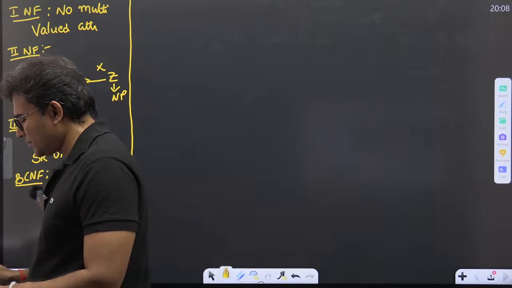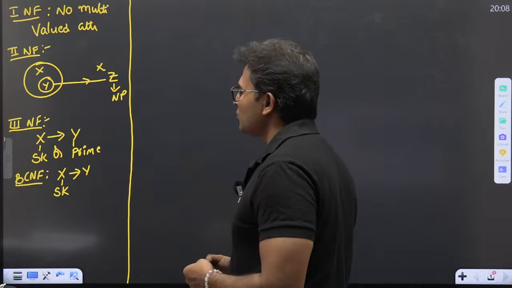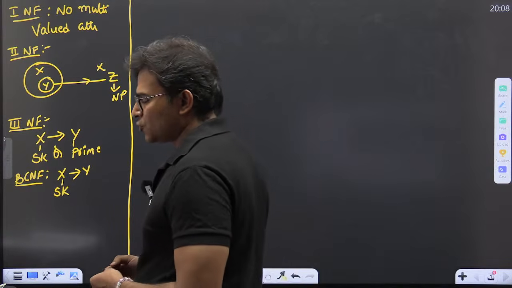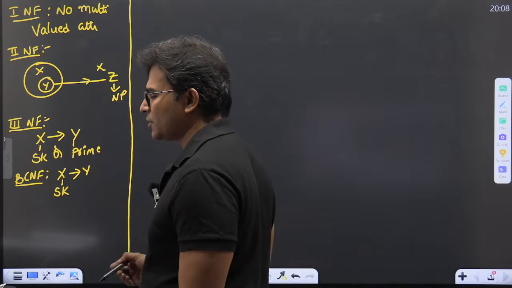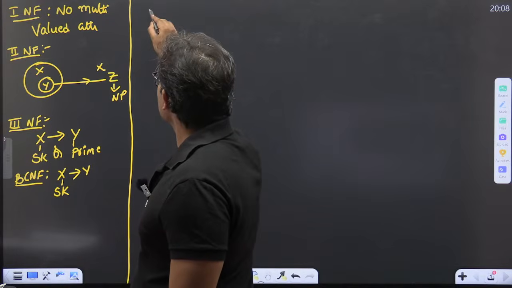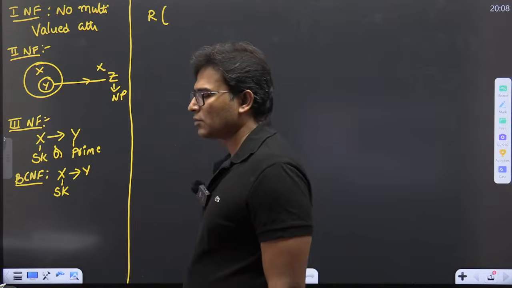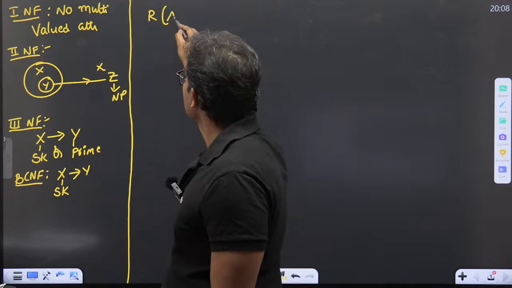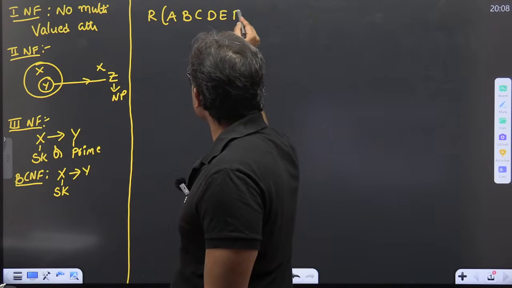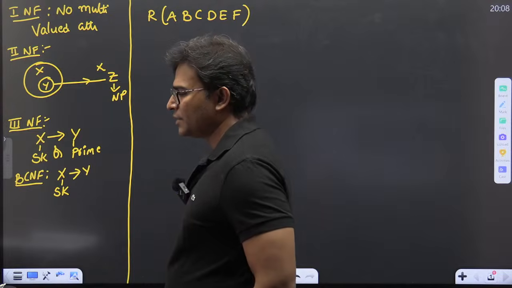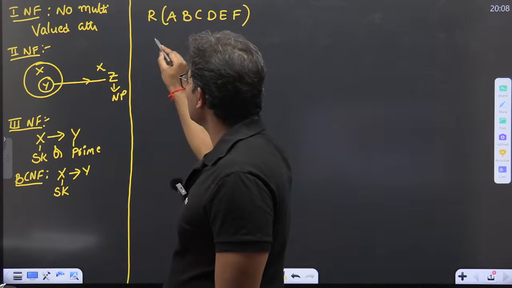Okay. So yesterday I showed you 4 cases, right? We have seen an example in the last class. So let us take the same example. There is a relation R with attributes A, B, C, D, E, F, and the functional dependencies are like this.